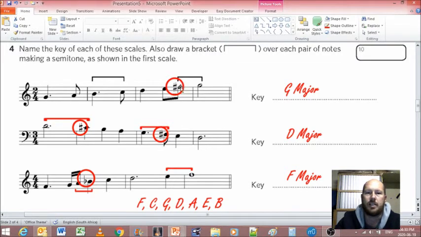Now let's take a look at this. This is F sharp. I know it's sharp because there's a sharp sign. F sharp to G, they are right next to each other on the piano. Therefore, it is a semitone. All right, so now I've written the answer here as G major.